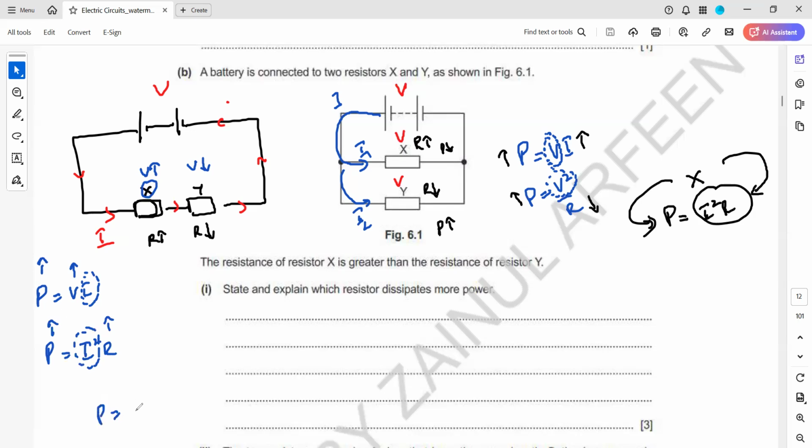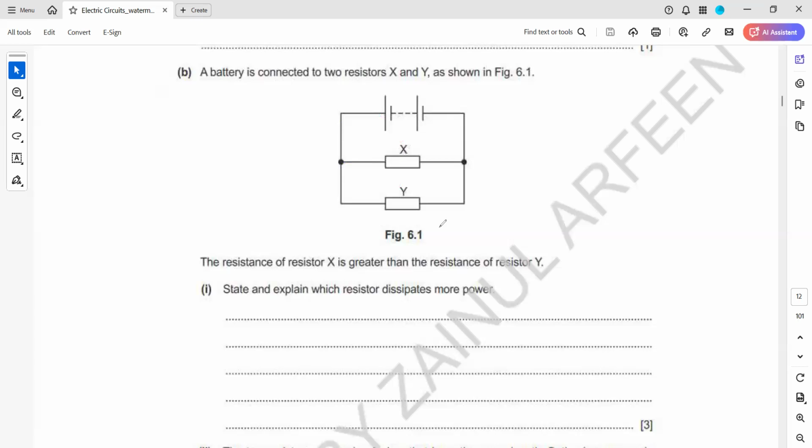But I cannot use the formula P is equal to V squared over R. Why can't I use this one? Because I don't know the value of the potential difference as well as the specific resistance. So when two components are connected in series, the one with a high resistance will have more power. But when two components are connected in parallel, the one with a low resistance will have more power. Is it clear? This part? Any doubt in this?